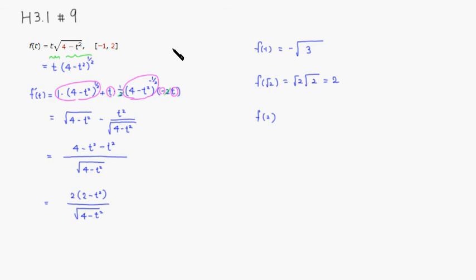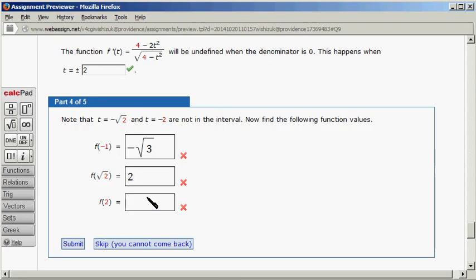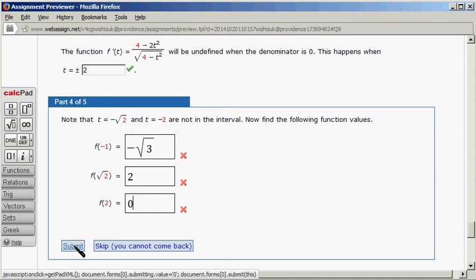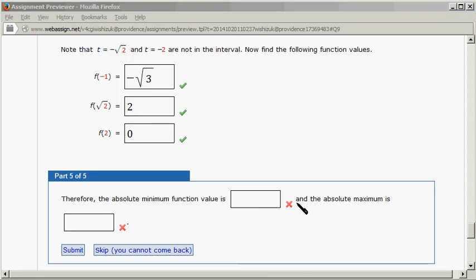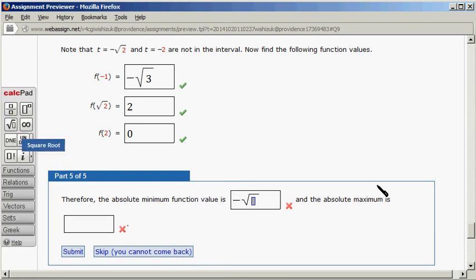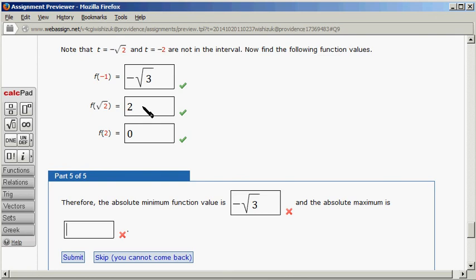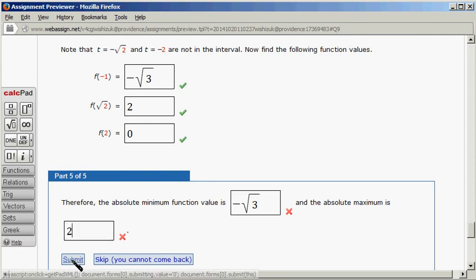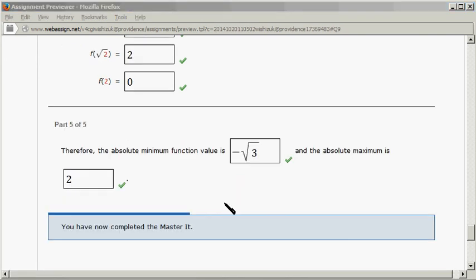f of 2: you plug in 2, and the square root of 4 minus 2 squared is 0, so that's 0. Let's type that in. Then submit. Now we know that our absolute minimum value is negative square root of 3, and the absolute maximum value is 2. Submit. It came back and it looks like we got both of these correctly. That's it. I hope that this was clear.